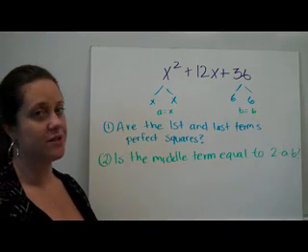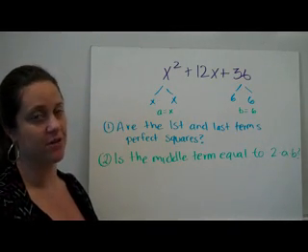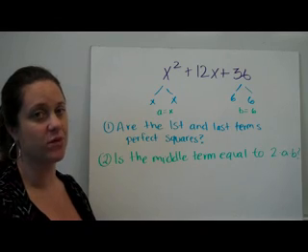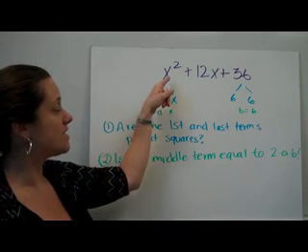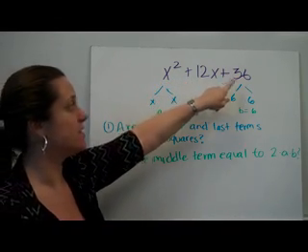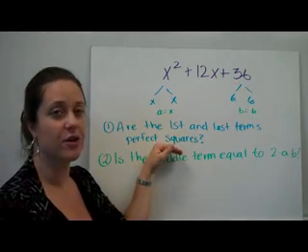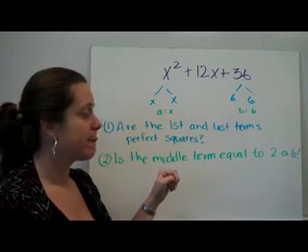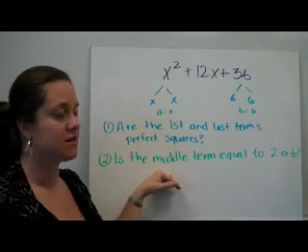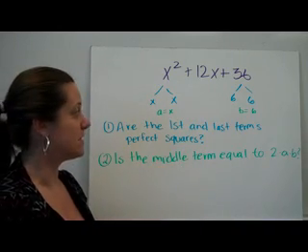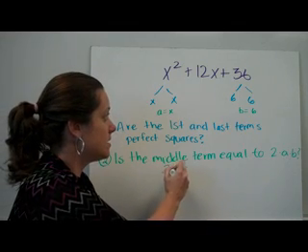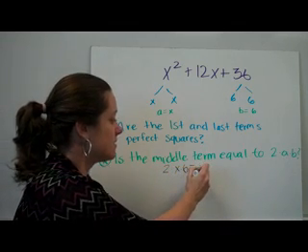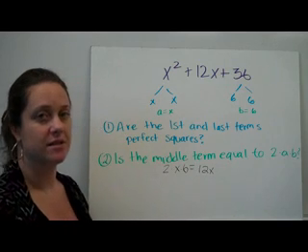So here we have another one. So now we're going to talk about how you would actually factor this. So first we need to check that it is a perfect square trinomial. So here we have x squared plus 12x plus 36. Step 1, are the first and last terms perfect squares? Yes, they are. Step 2, is the middle term equal to 2ab? So let's check. 2 times x times 6 is 12x.